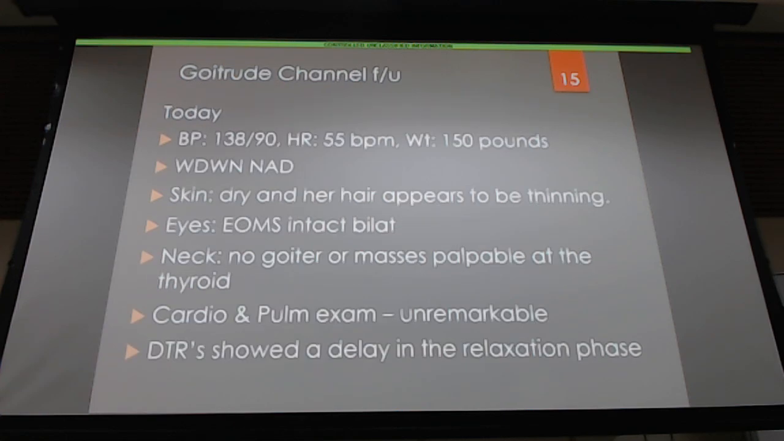Okay. Blood pressure a little high, yeah. Heart rate is not the same. Now she weighed 130 before. Now she's 150. Otherwise, physical exam. We have dry skin, some thinning hair. Eyes are okay, no goiter, right? We have no palpable thyroid. Lung and cards exam. Oh, neuro shows DTRs and delayed relaxation phase.